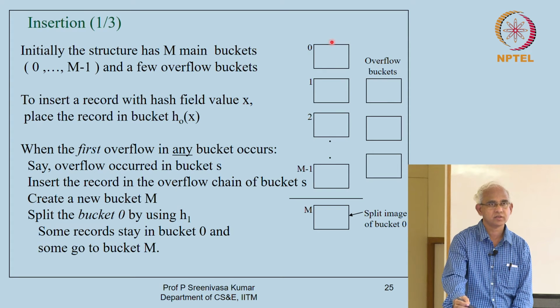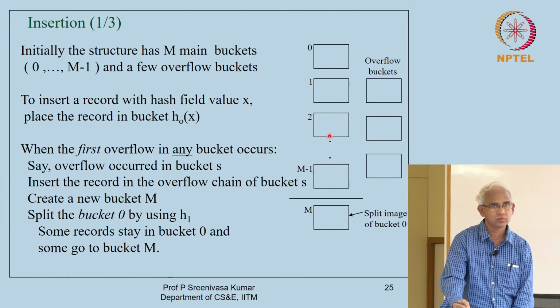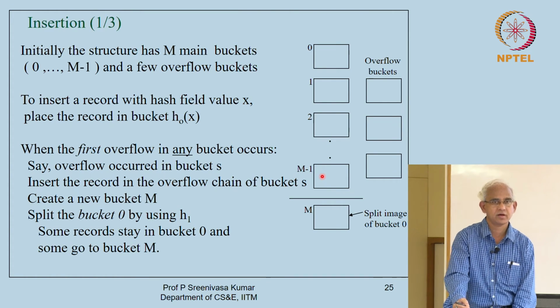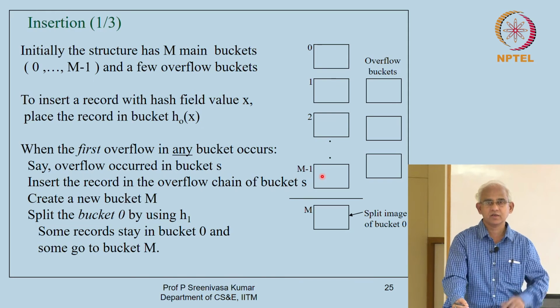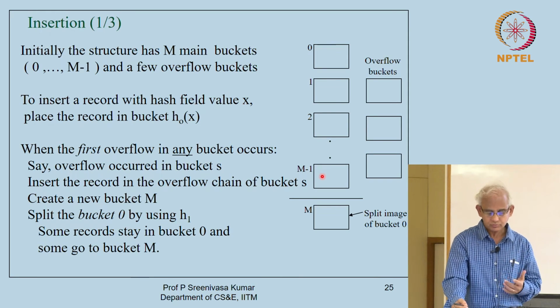The moment the first overflow occurs, we will start splitting 0, and then when one more overflow occurs, we split 1, and then one more overflow, 2. So, we actually split the buckets in a linear order, that is why it is called linear hashing. It is called linear hashing because we split the buckets in linear order.